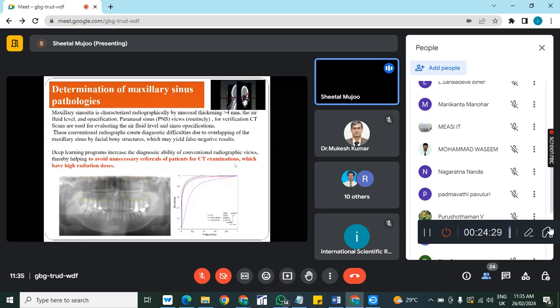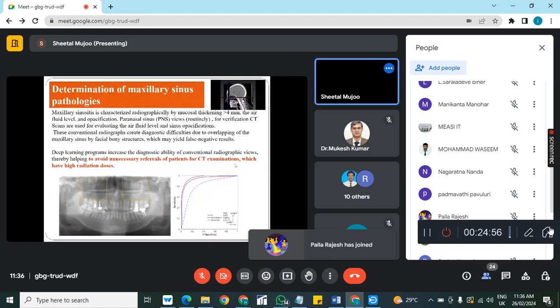But CT scan again has a very high radiation dose to the patient. You agree with me? So to avoid that high radiation dose to the patient, and CT examination is definitely expensive for the patient. All the patients cannot afford CT examination for sinusitis. It's a simple disease. The patient may say, oh, for sinusitis, you are telling me to do a CT scan. No, right? So to avoid CT examinations and giving unnecessary radiation dose to the patient, we use deep learning programs over the digital radiograph, and that will help you to detect any abnormality seen in the maxillary sinus, or any paranasal sinus, we should say. Any problem with the paranasal sinuses, it helps you.